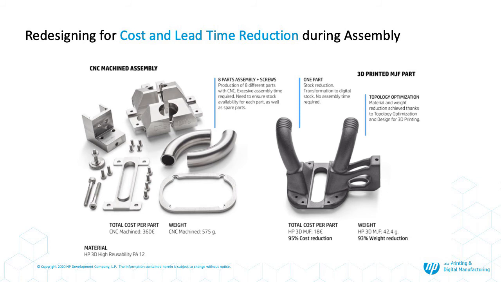So a good example of this is the component that you see here. This component was CNC machined previously. It consisted of 8 different parts, and it's quite heavy. I don't really have it here with me, but it's quite a heavy component. And this part was redesigned for HP Multi Jet Fusion to be 3D printed all at once.